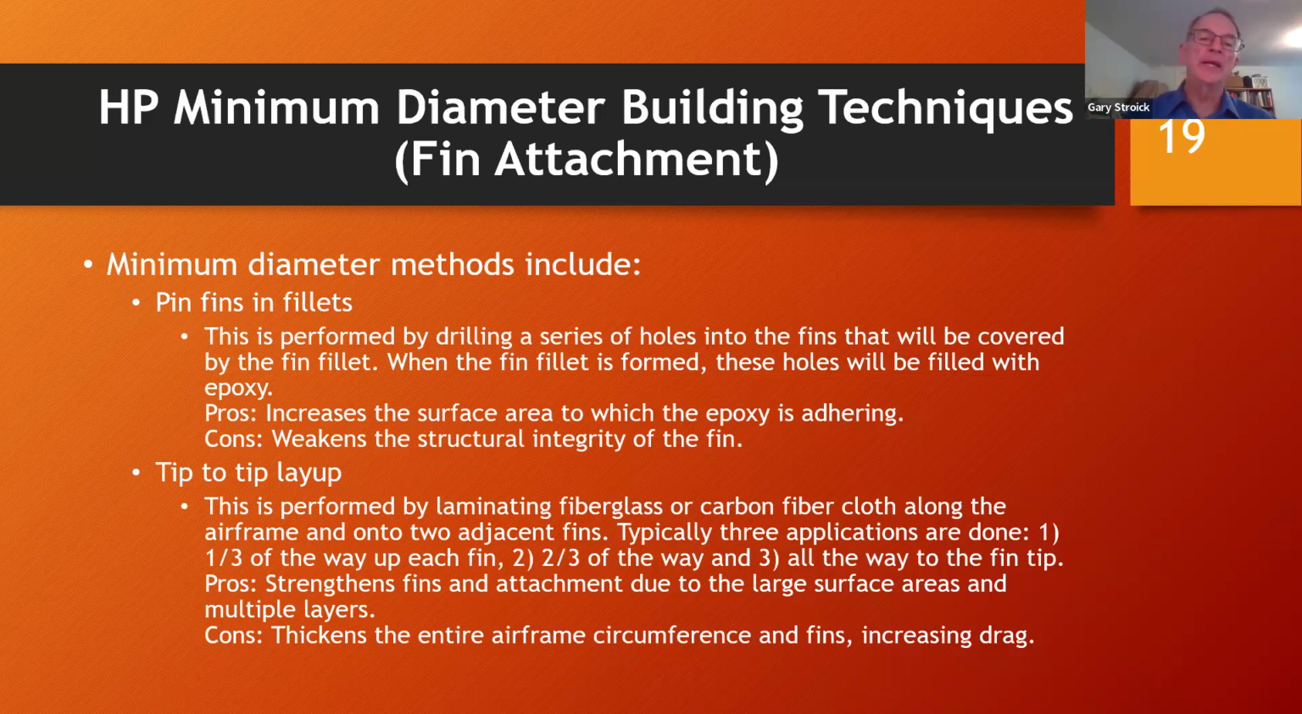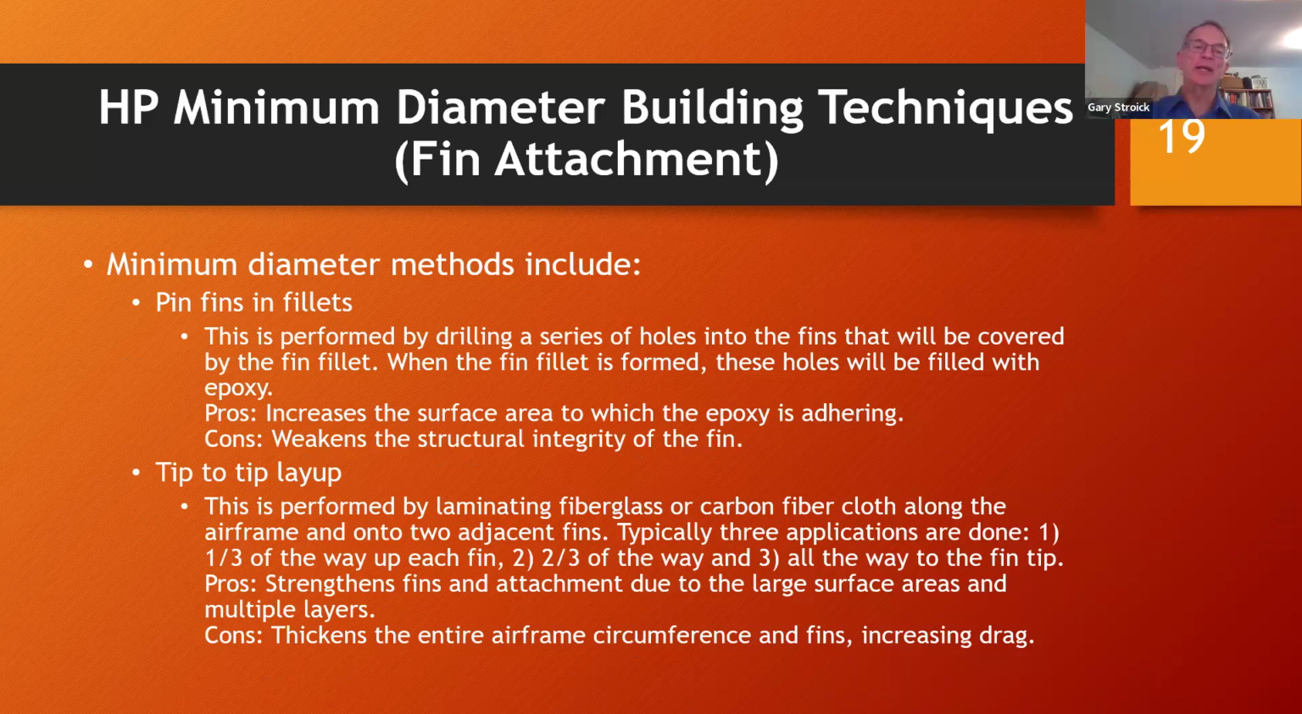you would cut out a piece of, let's just say you're going to use fiberglass, and you would lay that on the surface of the airframe and epoxy it to the surface of the airframe and up 1/3 of the distance from the root cord to the tip of the fin. So about 1/3 of the way up. And you'd epoxy that in place along the fin and the airframe on both sides.